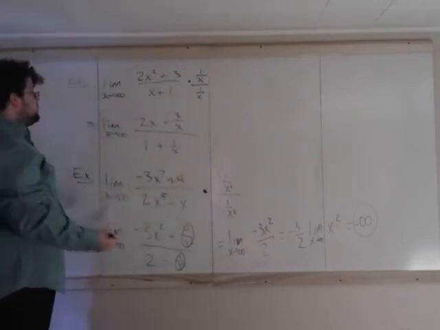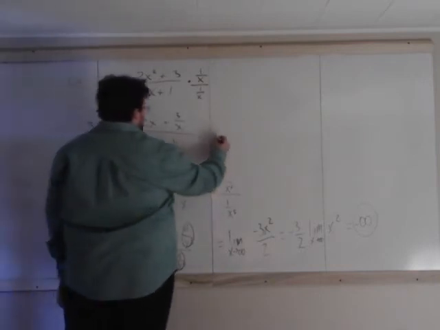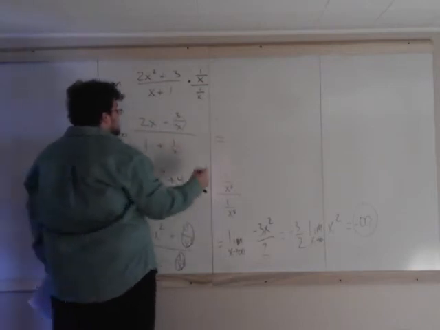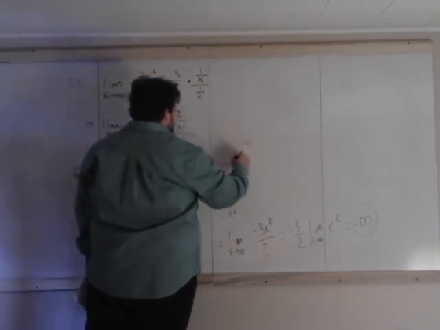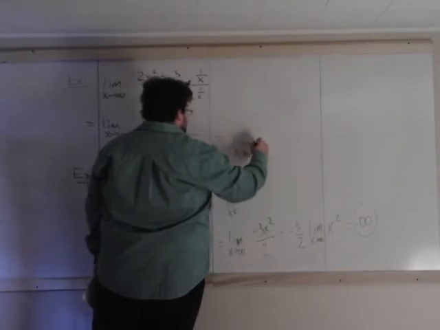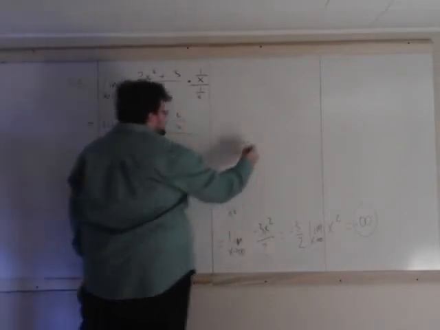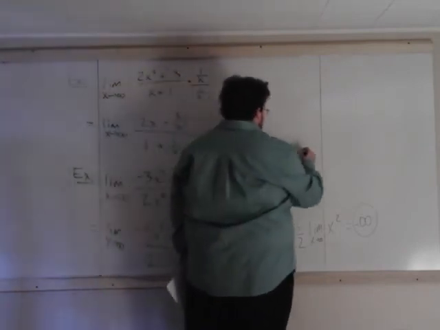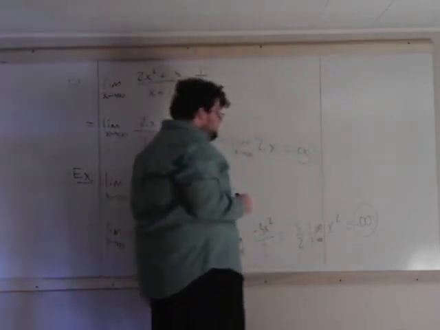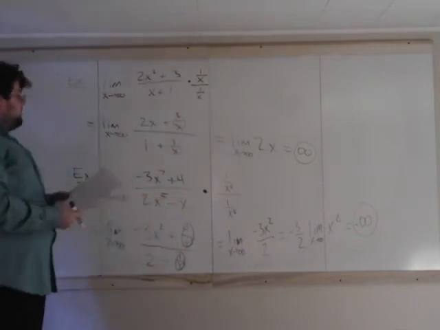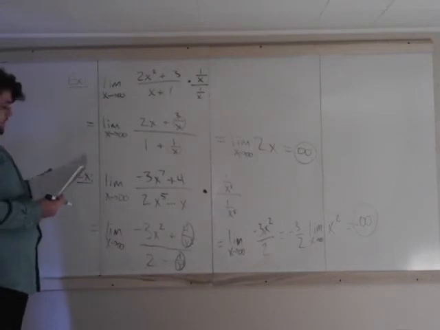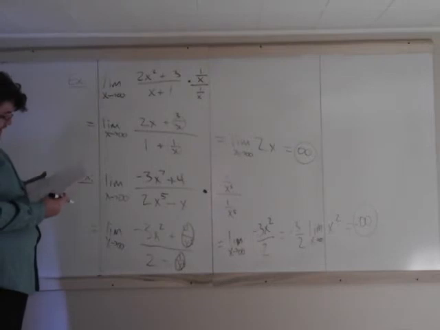And as x goes to infinity, this term goes to 0. This term goes to 0. So this just goes to the limit as x goes to infinity of 2x over 1. As x goes to infinity, 2x also goes to infinity. So notice in these two limits, we have one whose limit was positive infinity and one whose limit is negative infinity. Now, why did that happen?